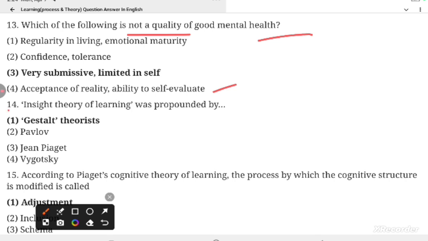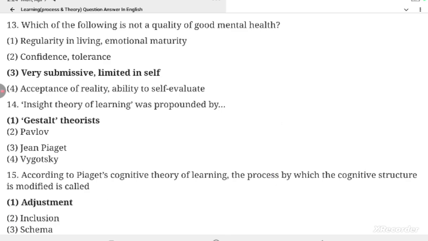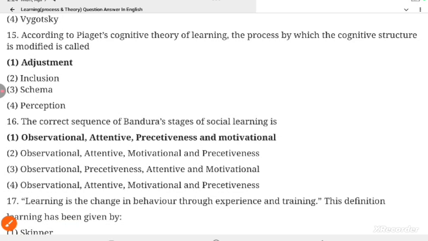Question 14. Insight theory of learning was propounded by Gestalt theorists. Question 15. According to Piaget, cognitive theory of learning, the process by which the cognitive structure is modified is called: adjustment, inclusion, schema, perception. And the correct option is adjustment. The cognitive structure is modified by adjustment.